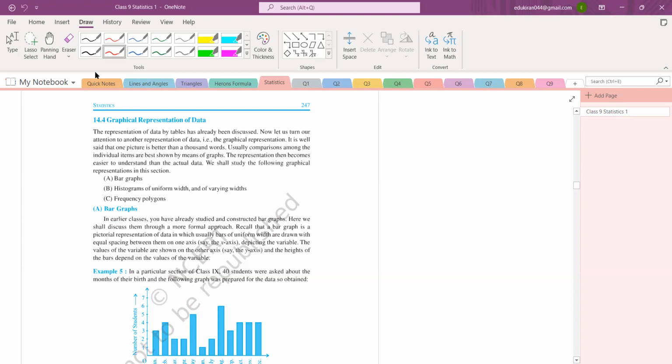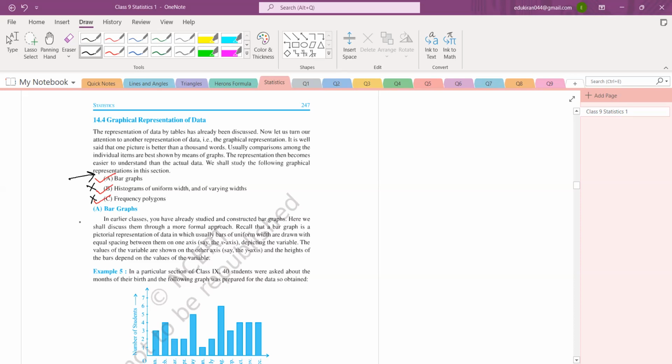So we have three ways of representing our data. One is called the bar graph. Another is called a histogram. And then we have a frequency polygon. Now, according to the modified syllabus of your CBSE, histogram and frequency polygon is not in your syllabus. You have to only make bar graphs. Okay.